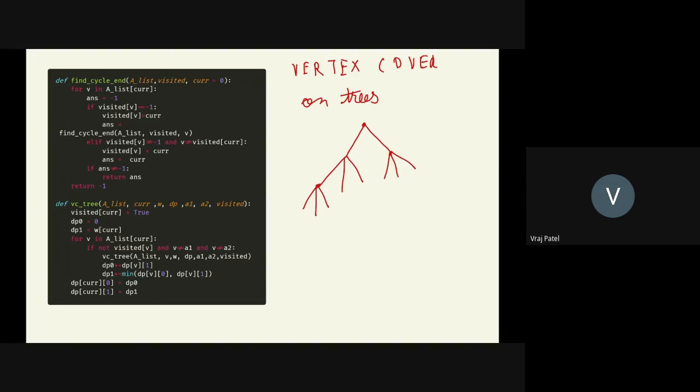So does anyone have a doubt in the vertex cover setting? At least I think some of you, maybe the second years, might not have seen this problem.